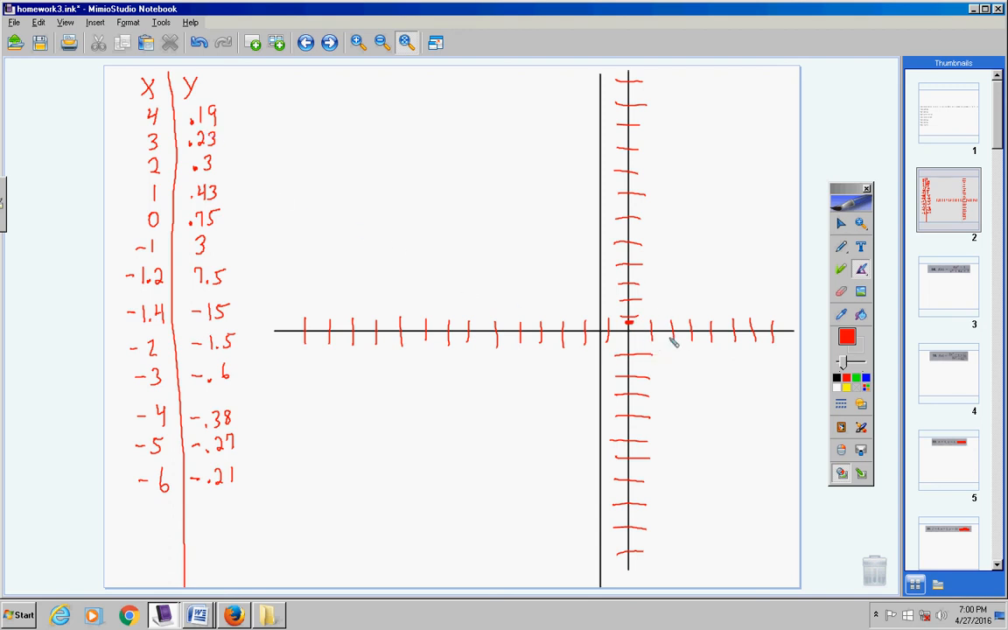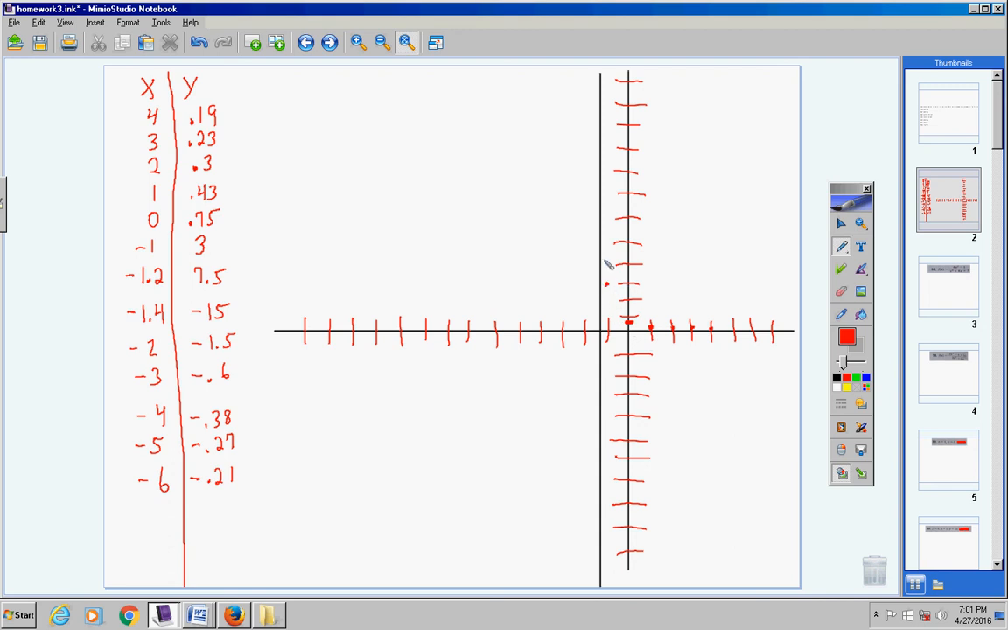4 is 0.19, so over 4. Here's the origin right here. 1, 2, 3, 4, up 0.19. 3 is at 0.23, a little higher. 2 is at 0.3, a little higher. One is at 0.43. Actually, I've got these too high, to be honest with you. 0.19 would be way down here. This would be barely here. This would be here. This would be here. 0 is 0.75. Negative 1 is at 3.